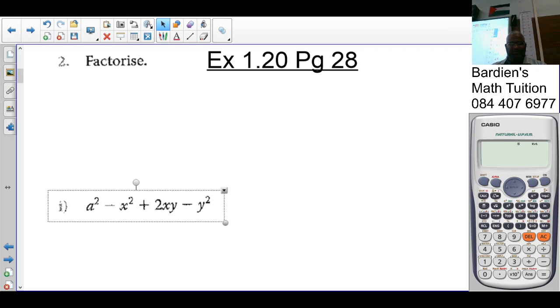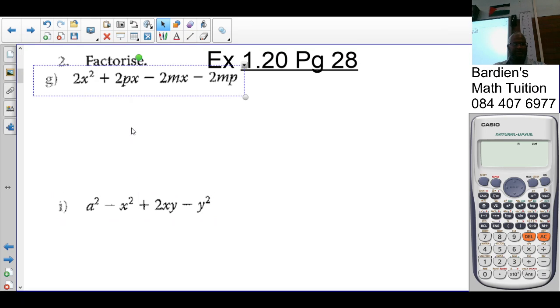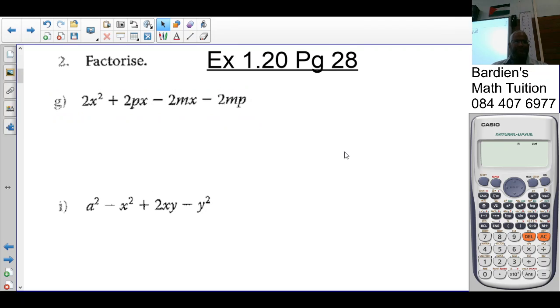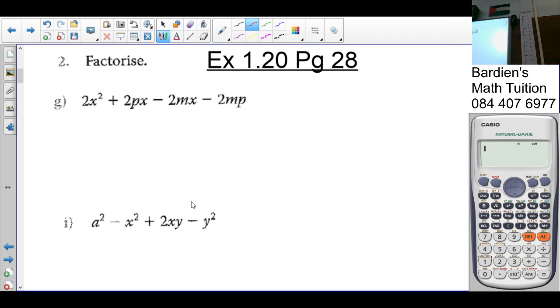Any other problems with number 2? Okay, so in number 2G, what I would have done is take out 2 as a common factor throughout. That's the one thing I could have done. Or I just group it 2 by 2. What is common here? 2x. I'm left with x plus p. Negative is a common factor, negative 2m. I'm left with x plus p. Is that what you got?